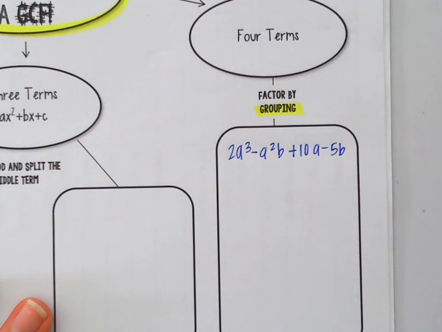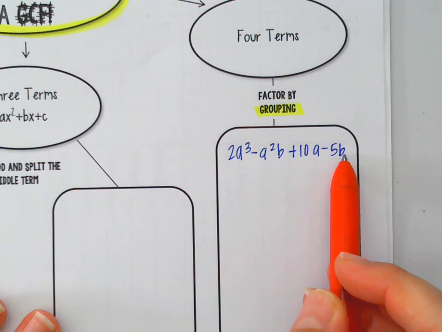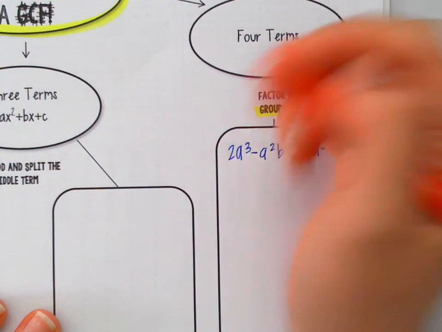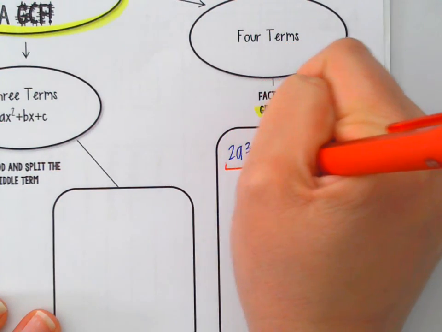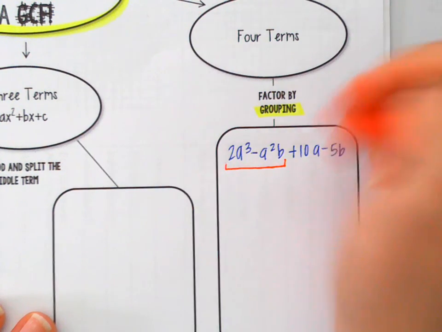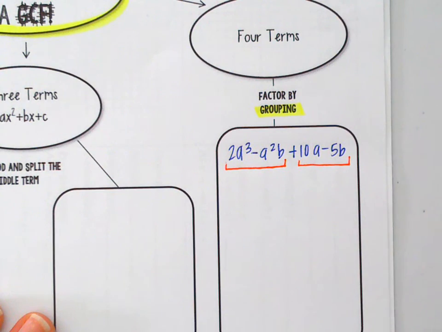The first thing I do is look to see, is there a GCF? 2, no. Do they all have an a? No. Do they all have a b? No. So I'm going to factor by grouping. I'm going to look at my first 2 terms, and that's my first group. And then I'm going to look at my last 2 terms, and that's my second group.